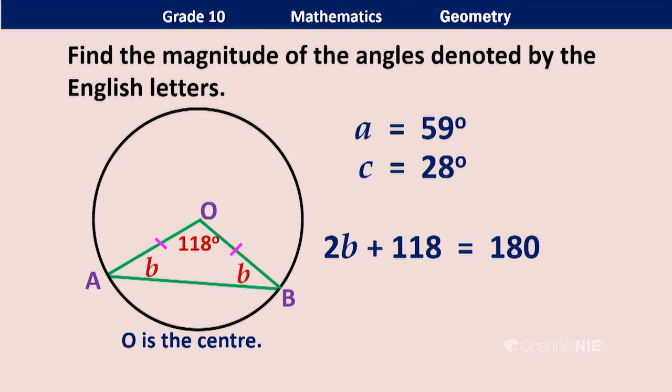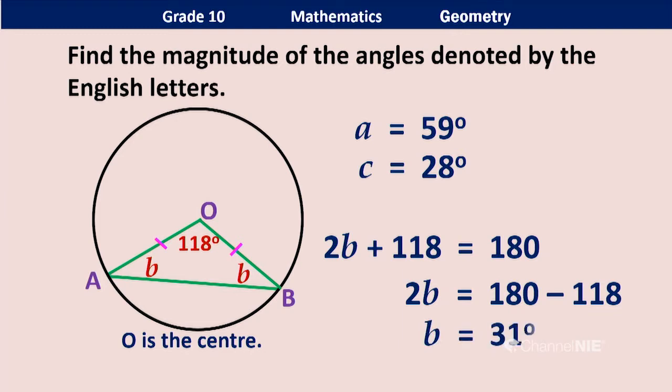So, first of all, I am going to remove 118 from my left hand side. Therefore, I am subtracting 118 from both sides. So, 2B plus 118 minus 118 equals 180 minus 118. So, I can get 2B equals 62. So, to get the value of B, I can divide both sides by 2. So, I can get the value of B as 31 degrees.